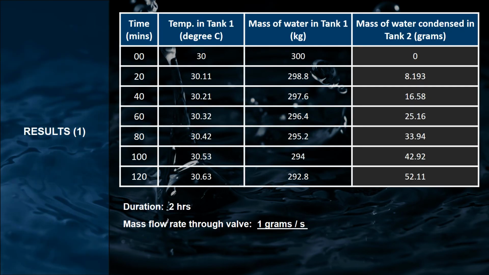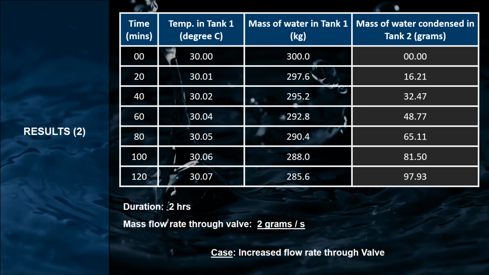This is the first case with the mass flow rate through the valve set at 1 gram per second, the initial temperature of water in tank 1 set at 30 degrees Celsius and the temperature in tank 2 maintained at 25 degrees Celsius. About 52 grams of fresh water can be collected in 2 hours. This is the second case. Only the mass flow rate through the valve is increased to 2 grams per second. Here, around 97 grams of fresh water can be collected in 2 hours.